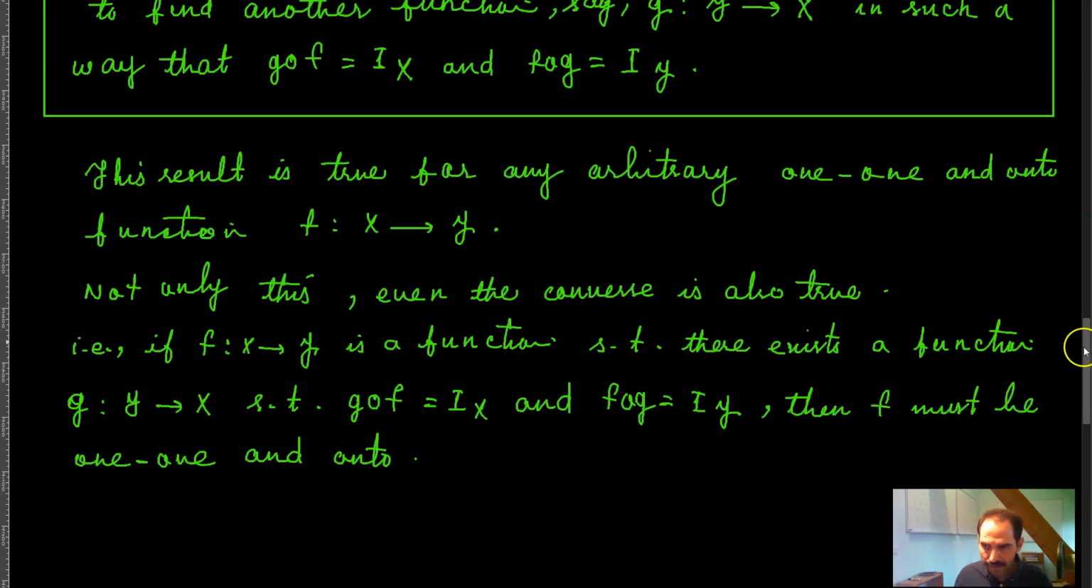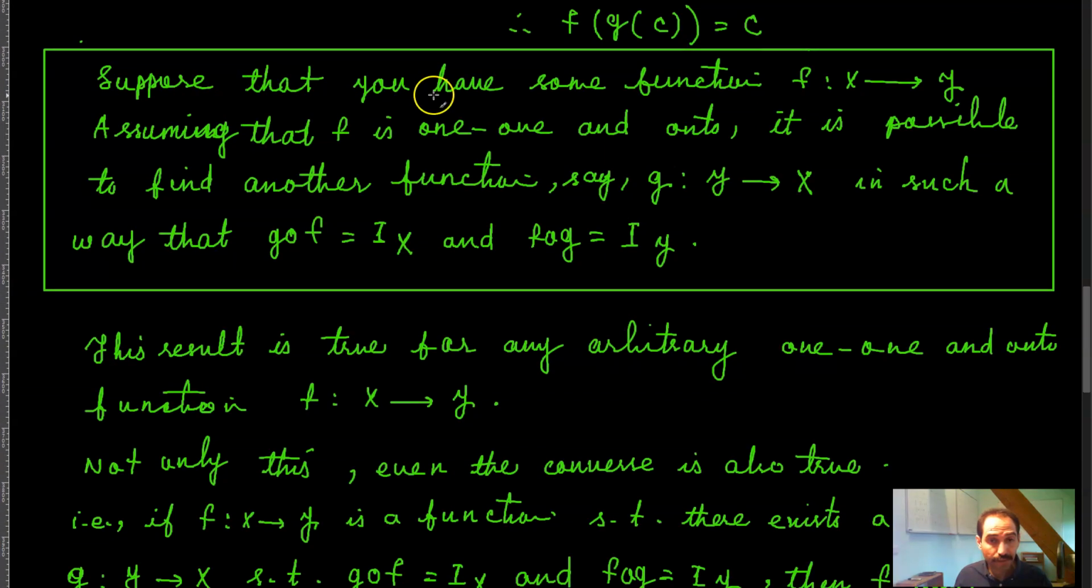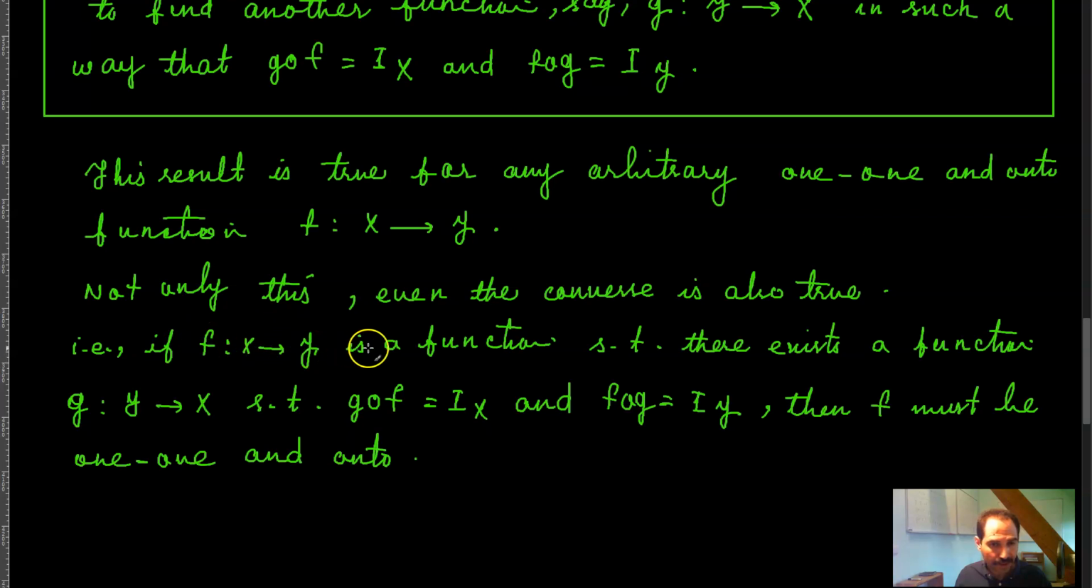So what we are saying here is that suppose that you have some function f from X to Y, and assuming that f is 1-1 and onto, it's possible to find another function, say g, from Y to X in such a way that g∘f is equal to I_X and f∘g is equal to I_Y. Now we understand what that means. Now the converse of this is also true, meaning that if f is a function from X to Y such that there exists a function g from Y to X such that g∘f is equal to I_X and f∘g is equal to I_Y, then f must be 1-1 and onto. That's the converse of what we said before.